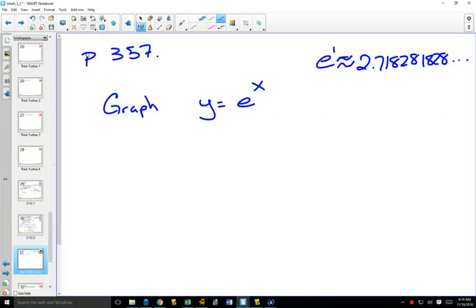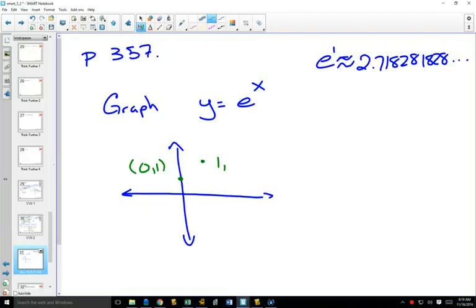What does the graph of y equals e to the x look like? Well, it's an exponential, so it's going to have this point. That's the same as every exponential. 0, 1. And it's going to have this point, 1, that number. So you can just write 1, e. And it goes like this with an asymptote at y equals 0.